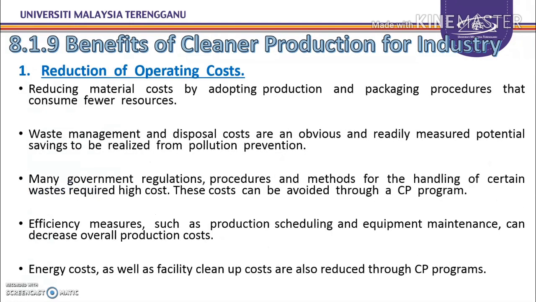Okay, what are the benefits of cleaner production for industry? The benefits can be divided into four terms. The first one is reduction of operating costs. When reducing material cost by adopting production and packaging procedures that consume fewer resources, the operating cost can be reduced. And then, waste management and disposal costs are obvious and readily measured potential savings to be realized from pollution prevention. Many government regulations, procedures, and methods for the handling of certain waste require high costs, so these costs can be avoided through a CP program.